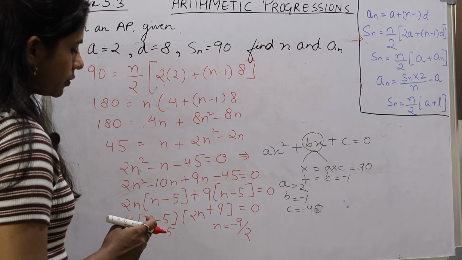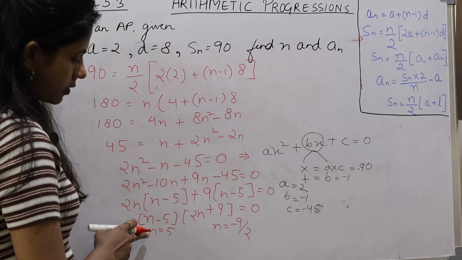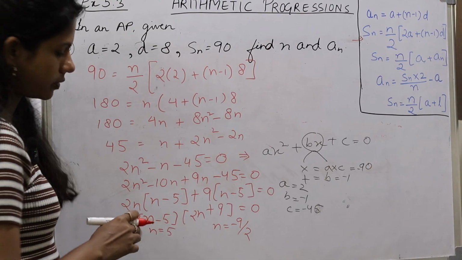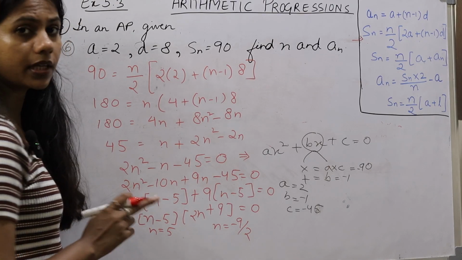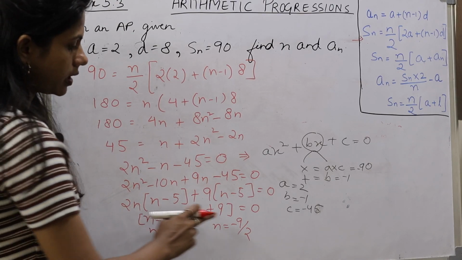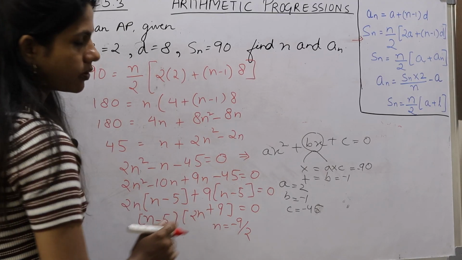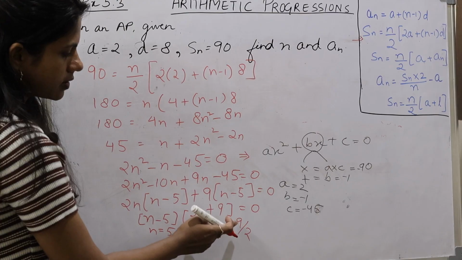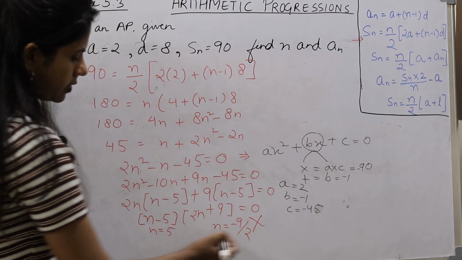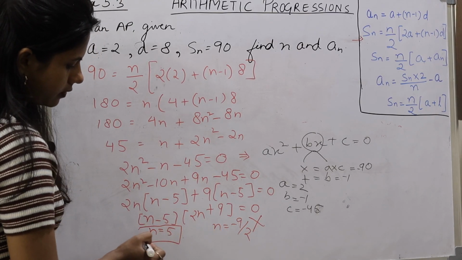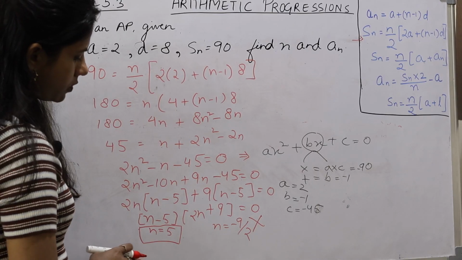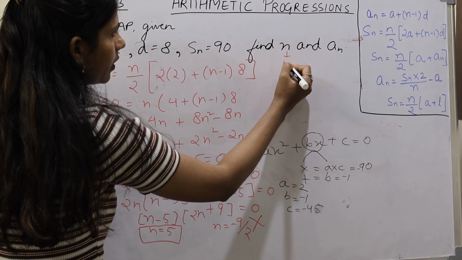So here you have to use your basic understanding, which you can get from the previous videos, that n cannot be negative, and n cannot be a fraction. Okay, it should be a natural number. So this is minus 9 by 2. We will reject this, and we got the value of n. Okay, so n is 5 here.